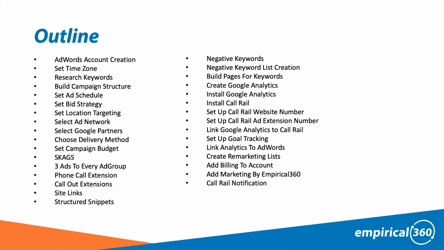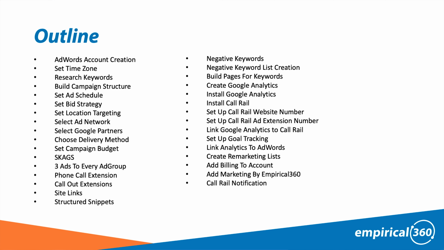So oftentimes we'll use manual CPC just so we can get the most control over our bids, but there are a lot of other automated strategies that we'll consider as well. We set your location targeting, very straightforward, exactly what it sounds like: the locations you want to target as far as people you want clicking on your ads.